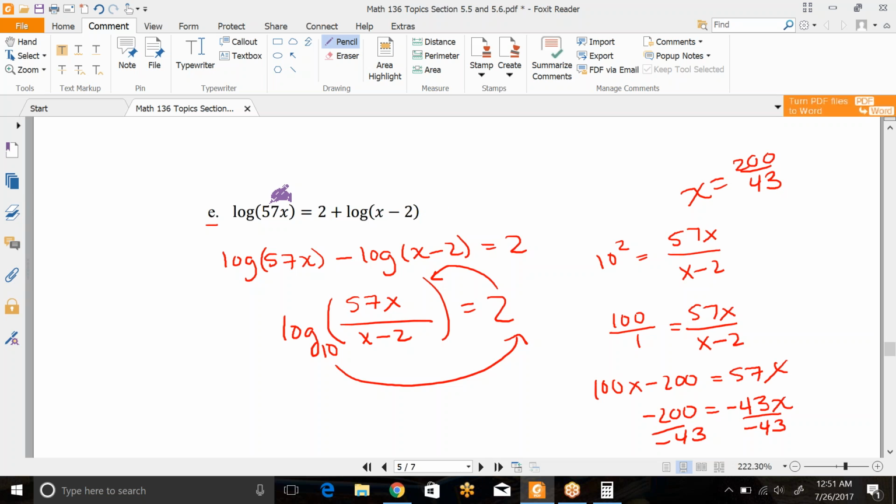Now we need to double check. 57 times 200 divided by 43, everything's going to be positive, so that'll be okay. And as long as 200 divided by 43 is bigger than 2, which it is, minusing 2 will still be positive. So this solution does work.